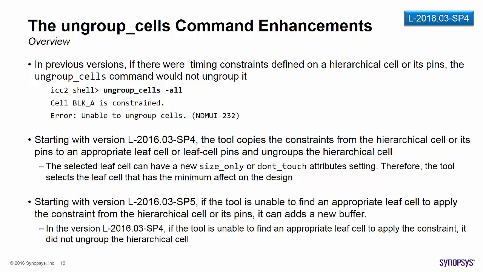From 1603 FP5, if the tool is unable to find an appropriate leaf cell to apply the constraint from the hierarchical cell or its pins, it can add a new buffer. In 1603 FP4, if the tool is unable to find an appropriate leaf cell to apply the constraint, it did not ungroup the hierarchical cell.